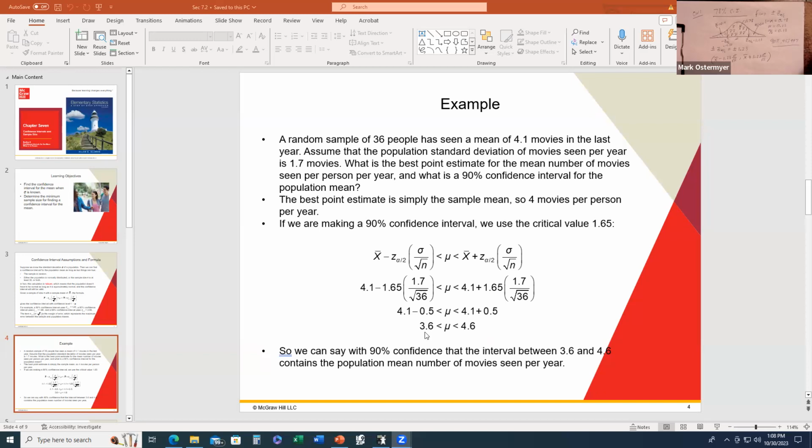And how would we interpret what this interval is telling us? We would say that with 90% certainty, or we are 90% confident, that the mean number of movies that all of the people in our entire population see on average in a given year is between 3.6 movies and 4.6 movies. That's a 90% confidence interval. Everybody understand how we just did that there?